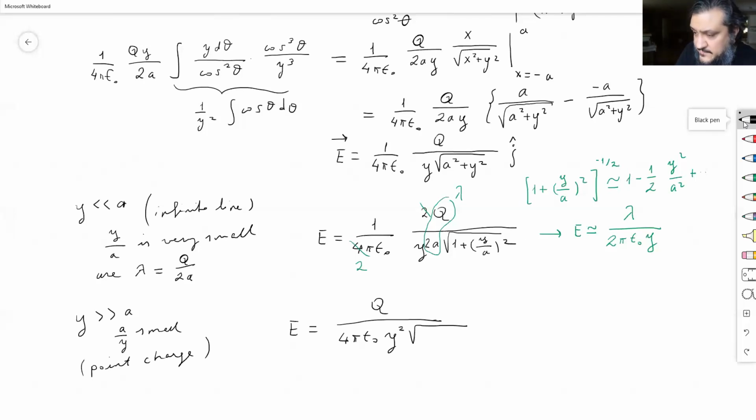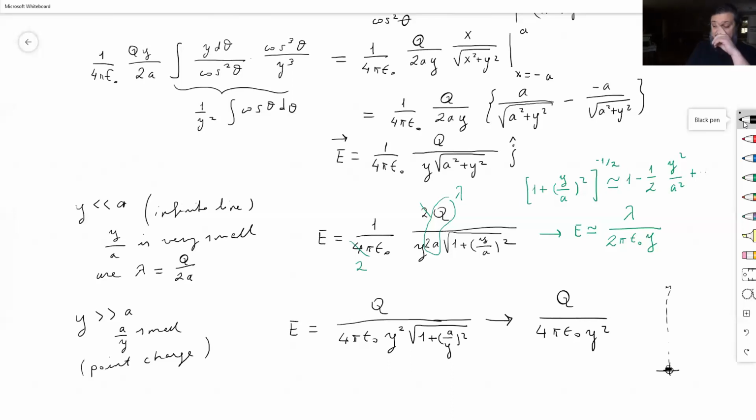So here I will have 1 plus a over y squared. For the same reason, I can take this to be equal to 1, and this will become q over 4 pi epsilon 0 y squared. If your observation point is really far, this little rod becomes like a point at that distance. So I get the Coulomb expression. Let's write these in the table again.